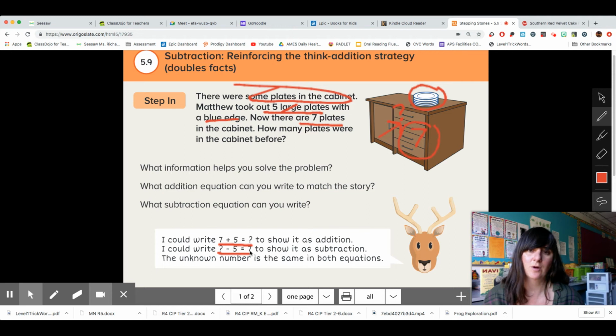I could count on from 5 up to 7, or I'm sorry, we could do 7 plus 5 to figure out that total, or we could do the subtraction equation. But let's start at 7 and count, let's add 5. That'll give us our missing number. So 7, 8, 9, 10, 11, 12. So 7 plus 5 equals 12. 12 minus 5 equals 7.